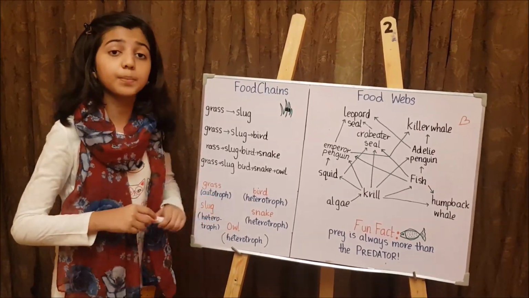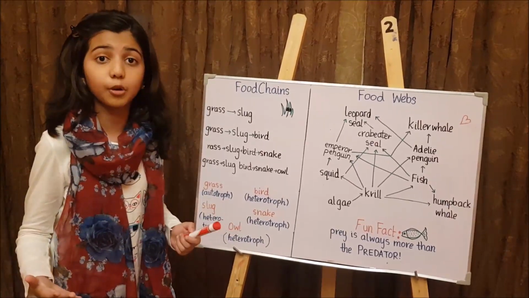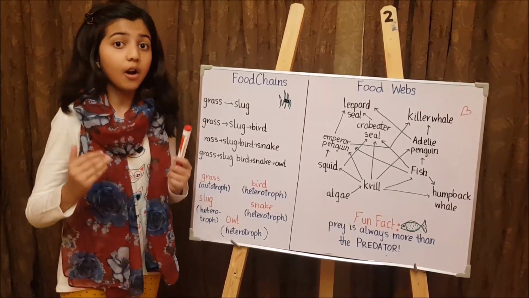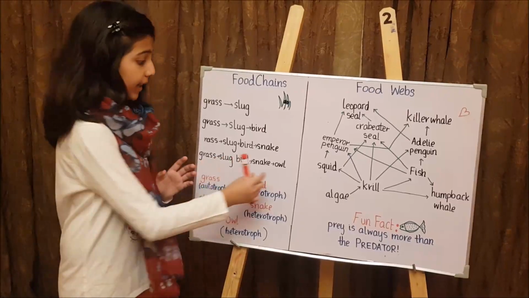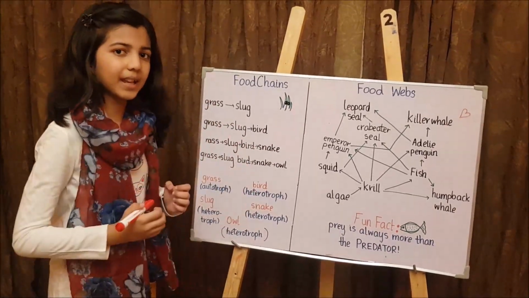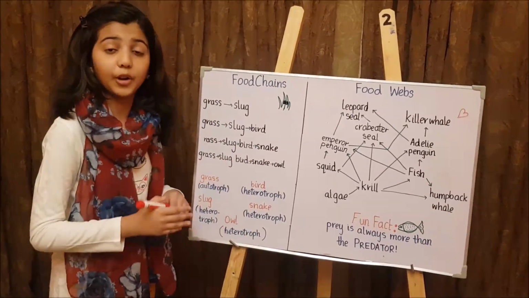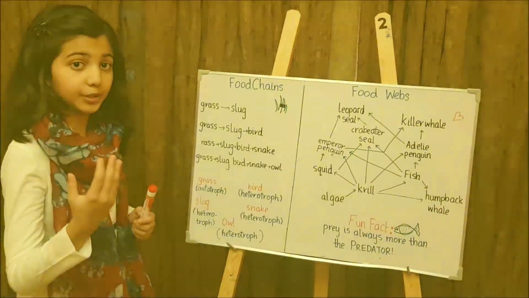Now, decomposers play a very vital role in maintaining the balance of the ecosystem because they take the energy from the dead organisms and transfer it to the soil from which a new plant grows.